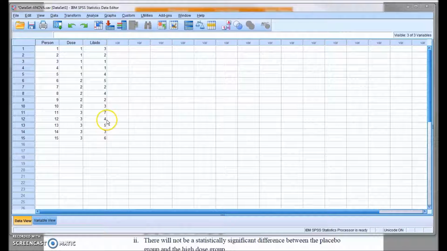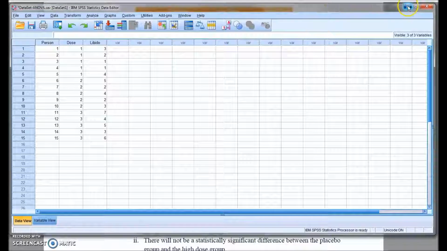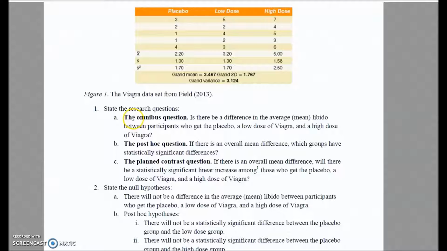So here is my data set. Before I even start anything, I have to look at what the research question is. So let's go back and see what my omnibus question is. Remember, the omnibus difference means there is a statistical difference, but we don't know where it is. So here's the question.